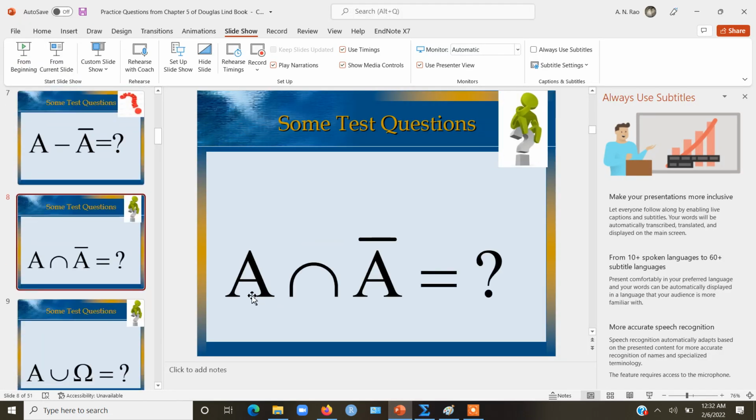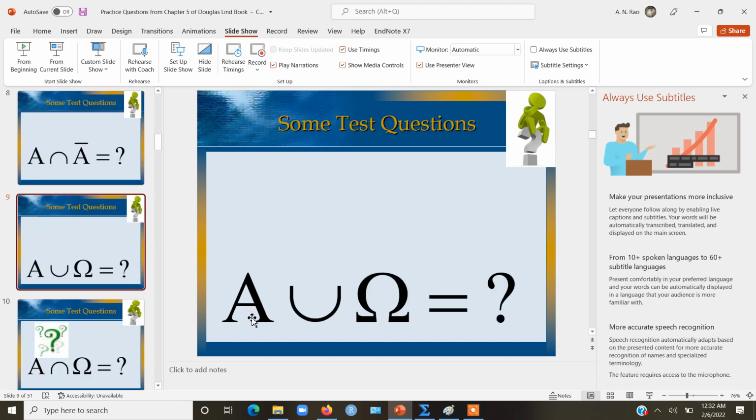Similarly, the next question is, what is the intersection between an event A and its complement? Now we have just defined that A and A complement are opposite of each other. So of course there is no point in common in these two events or sets. The answer will be an empty set.